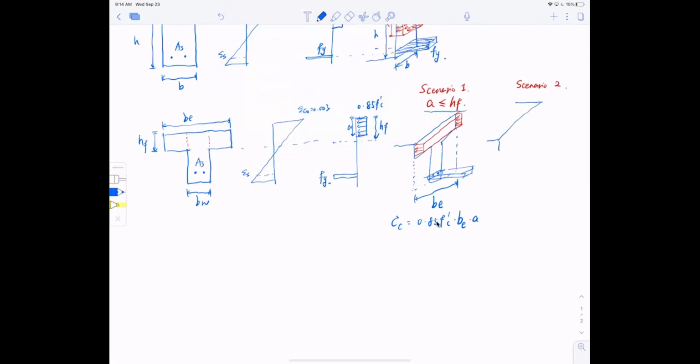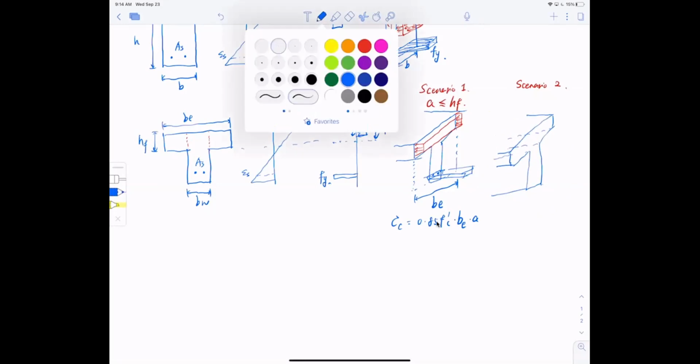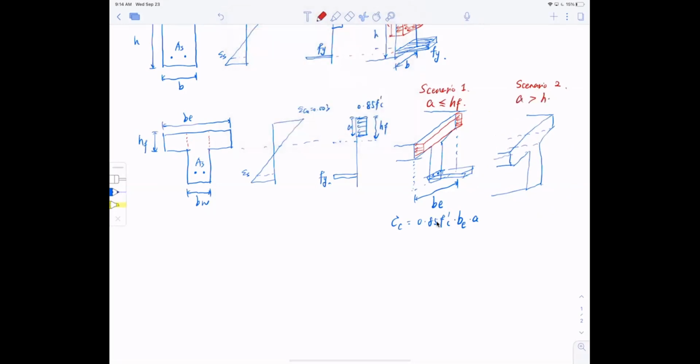But in this case, it so happens that my compressive zone is bigger than the HF, right? So let me try to adjust here. My drawing is horrible. My compressive zone A is bigger than HF.